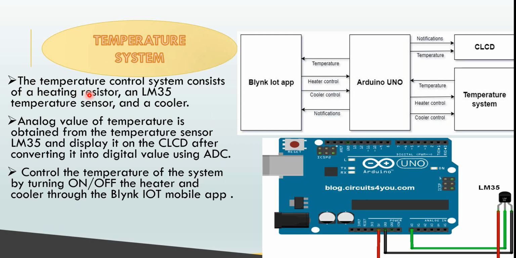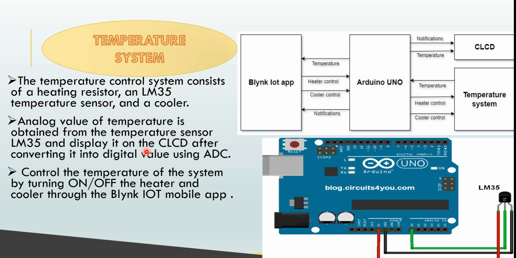The temperature control system consists of a heating resistor, an LM35 temperature sensor, and a cooler. These are the things present. Actually, it's not our project circuit. The project circuit is different. It consists of a heater, a cooler, and threshold temperature maintenance, and also an LM35 temperature sensor.